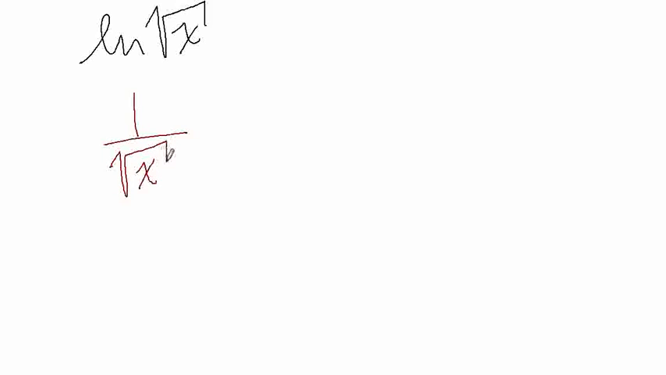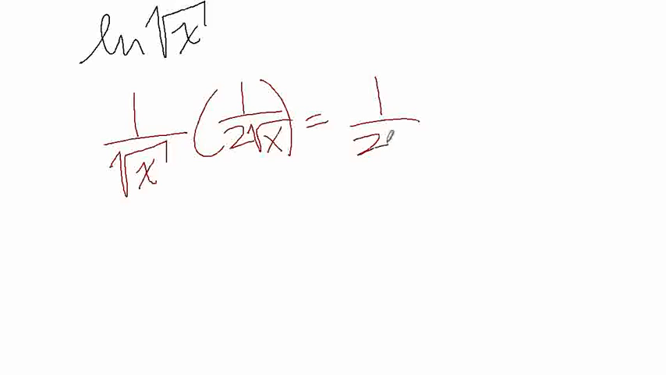Now, I'd like you to try to do an example. Would you please try to calculate the derivative of the natural log of the square root of x? So pause the video and try to work that out now if you like. Okay, so I'll go ahead and work it out as well. So 1 over the square root of x times the derivative of the square root of x, which can be written as 1 over 2 times the square root of x. That simplifies to 1 over 2x. Okay?